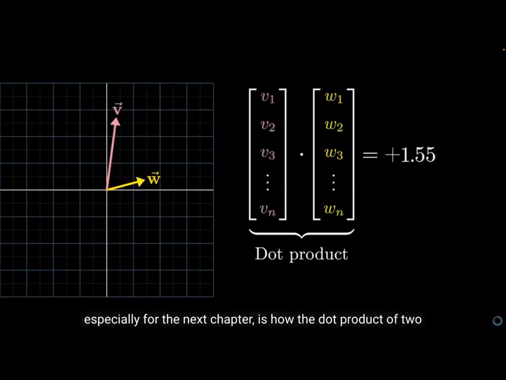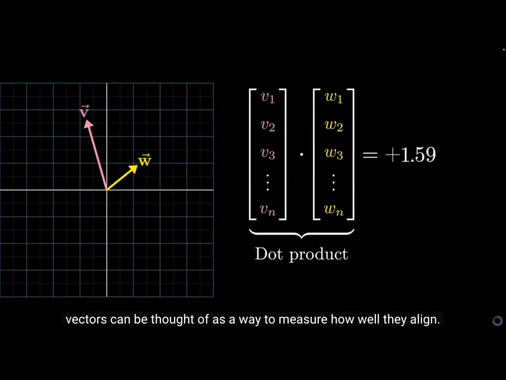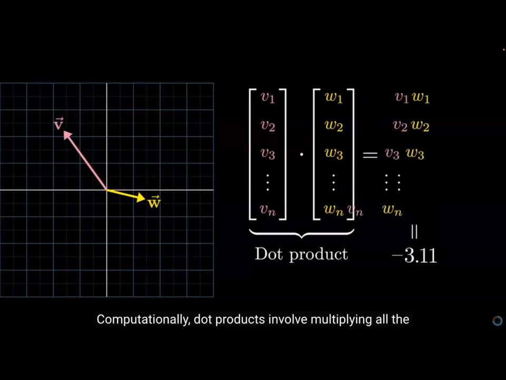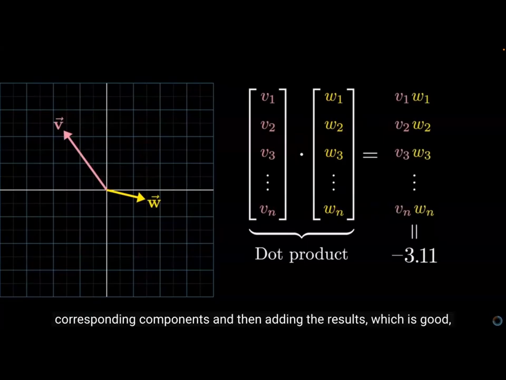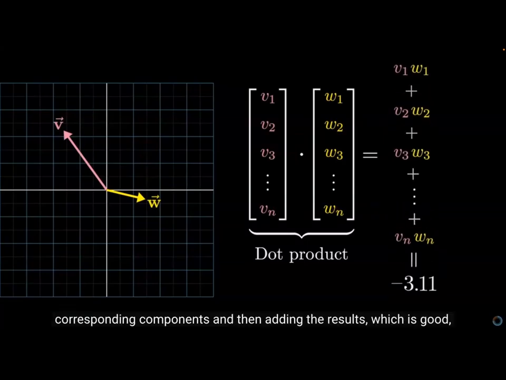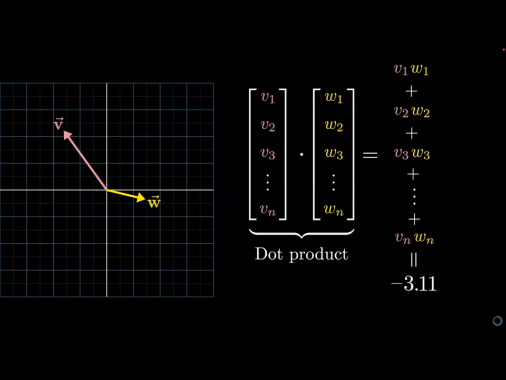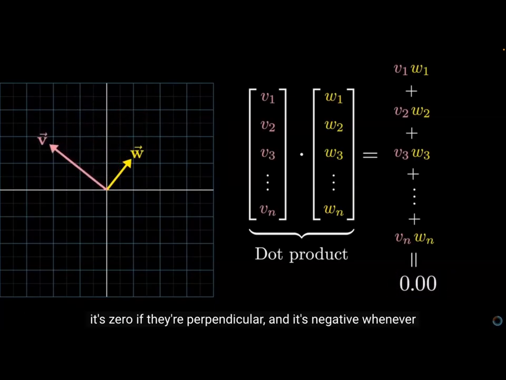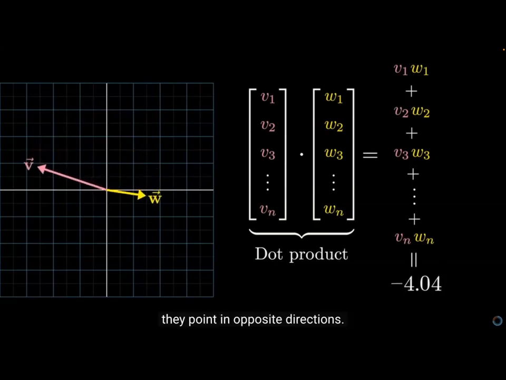One bit of mathematical intuition that's helpful to have in mind, especially for the next chapter, is how the dot product of two vectors can be thought of as a way to measure how well they align. Computationally, dot products involve multiplying all the corresponding components and then adding the result, which is good since so much of our computation has to look like weighted sums. Geometrically, the dot product is positive when vectors point in similar directions. It's 0 if they're perpendicular, and it's negative whenever they point in opposite directions.